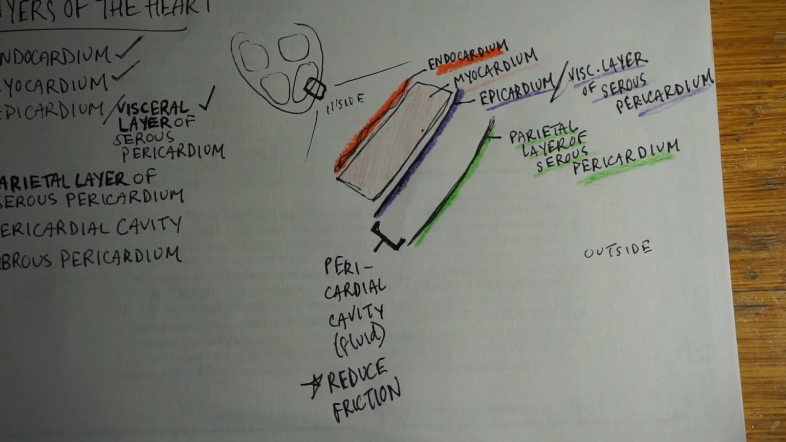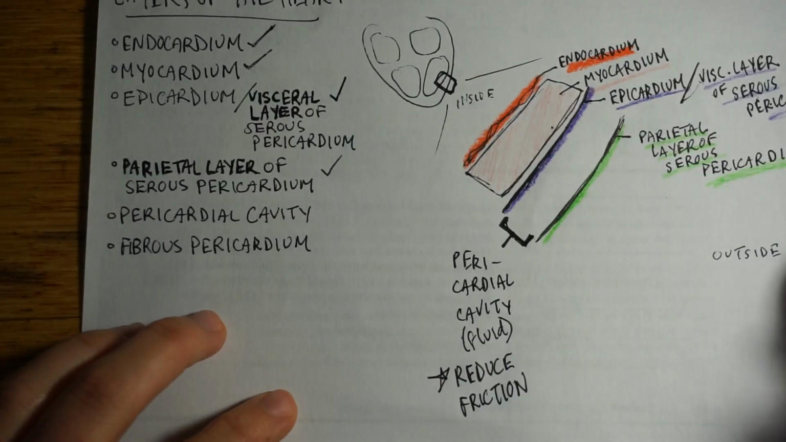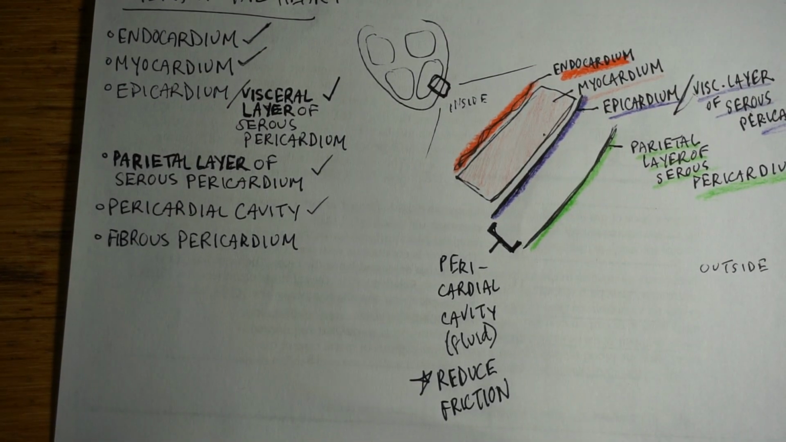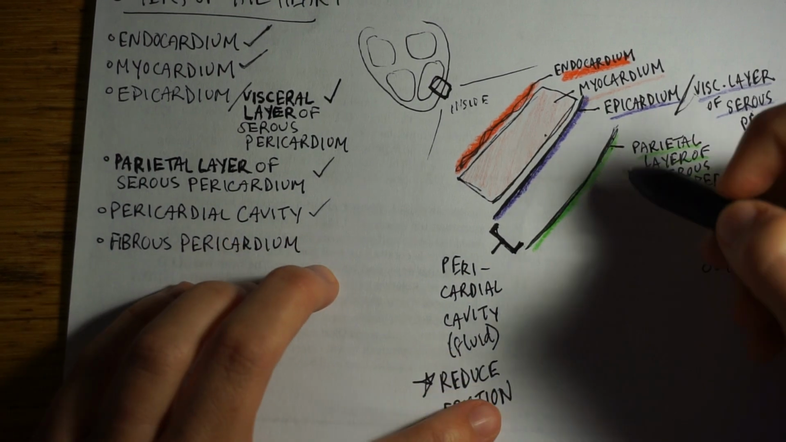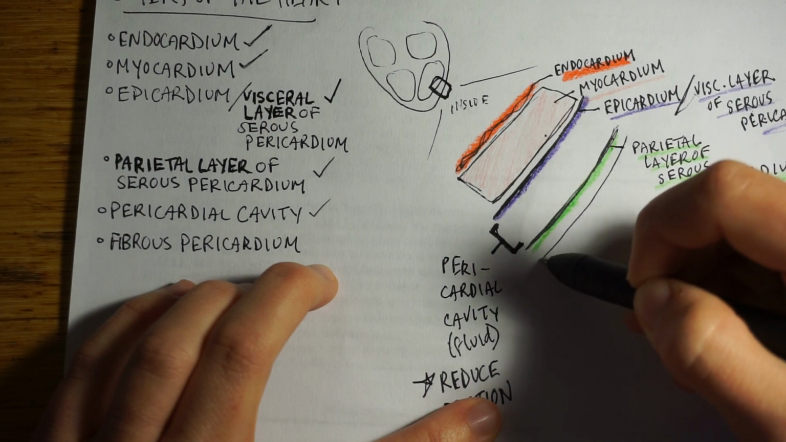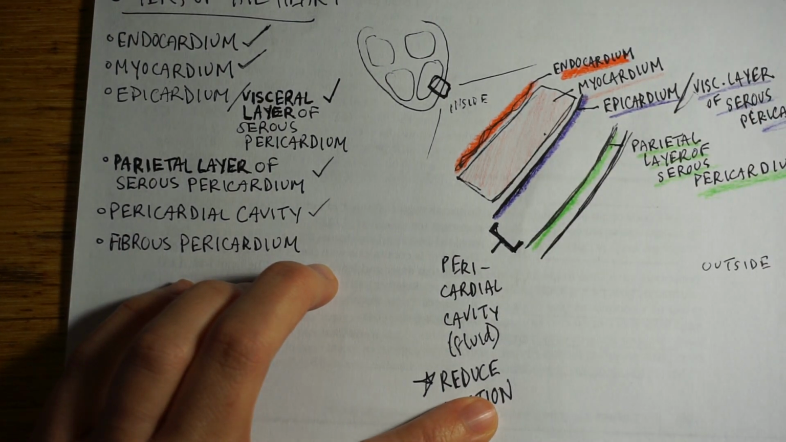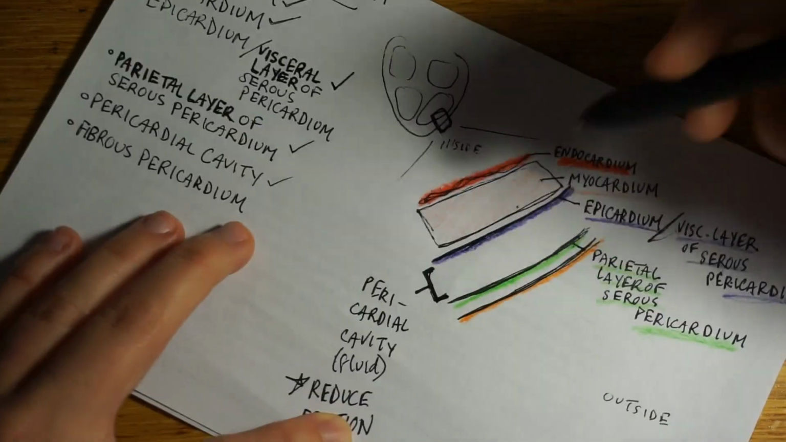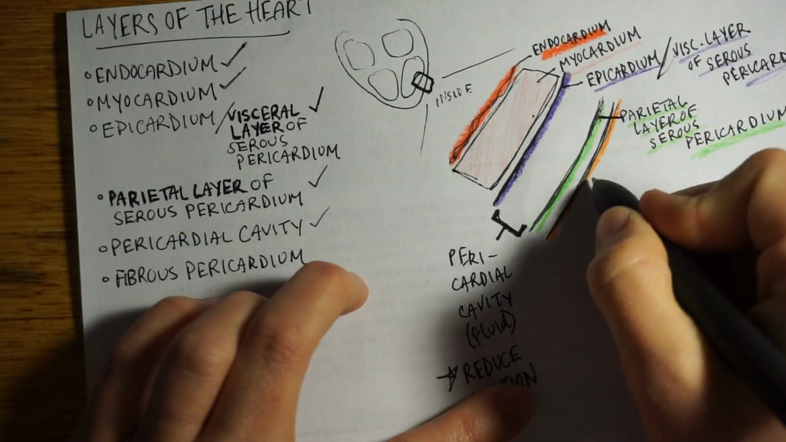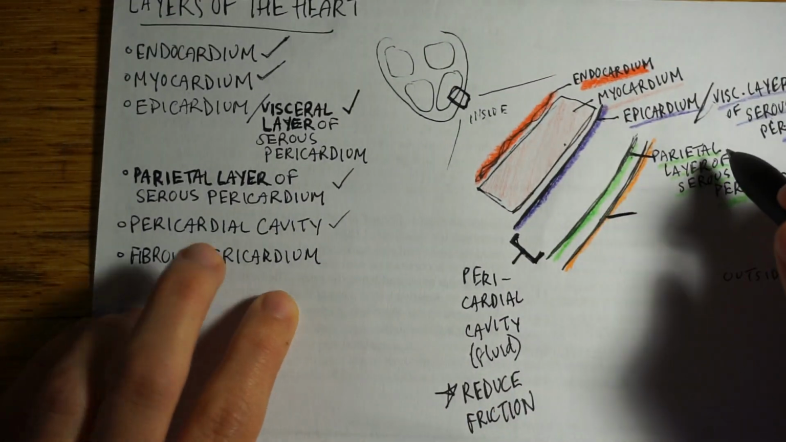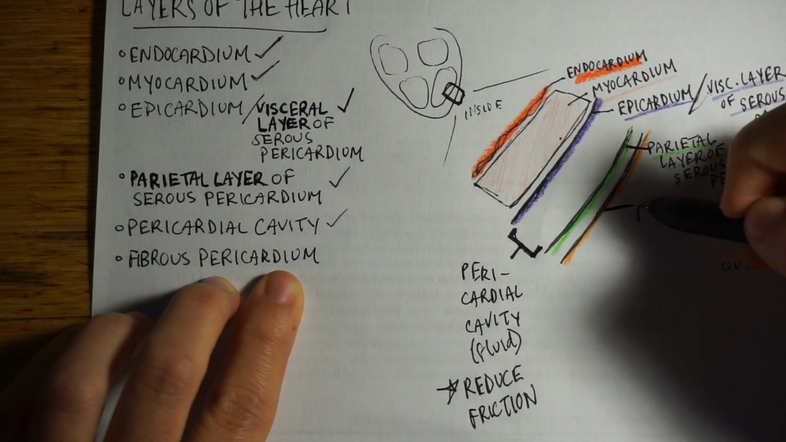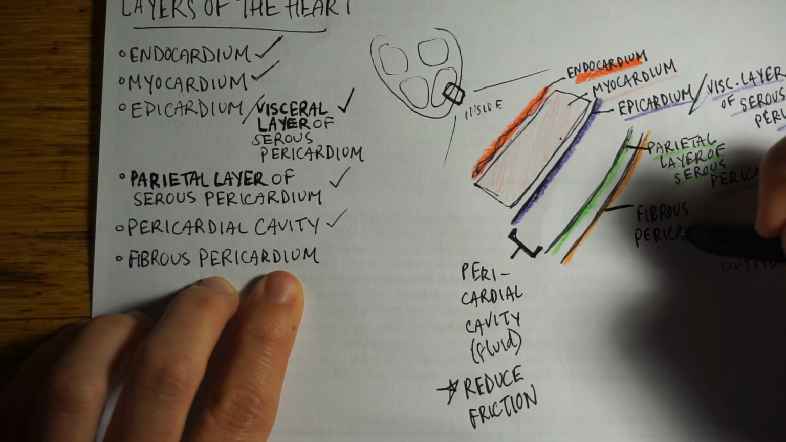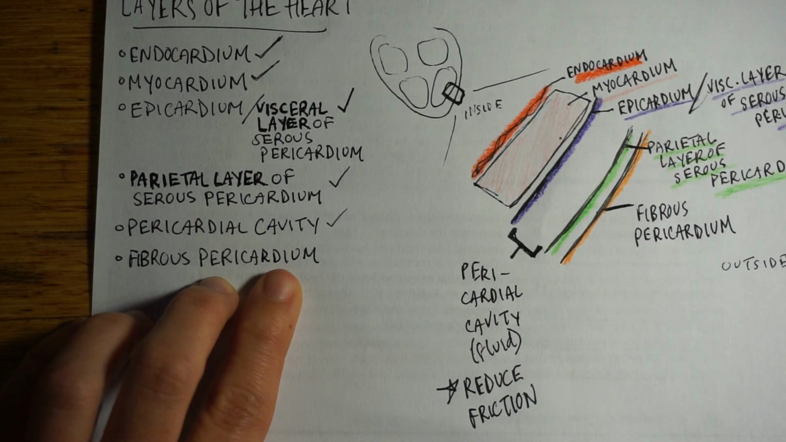Okay? So we just talked about the parietal layer of the serous pericardium, and we also talked about the pericardial cavity. Then we have one last layer, which is the fibrous pericardium, which sits just outside. Sits right here. So let's give that an orange color. Oops, and I forgot to label it. So the green is this parietal, and then here, this last one, the very most outside, the most superficial, here is going to be the fibrous. The fibrous pericardium, which we gave.